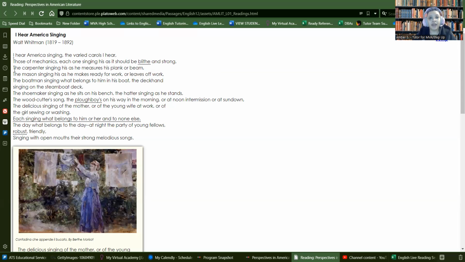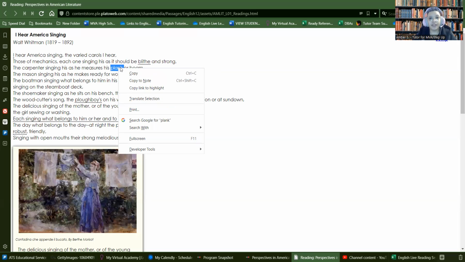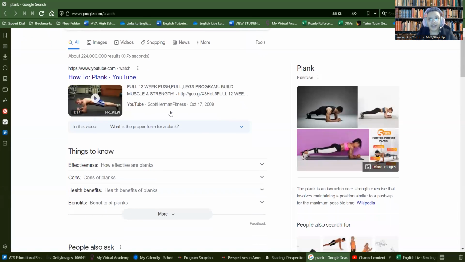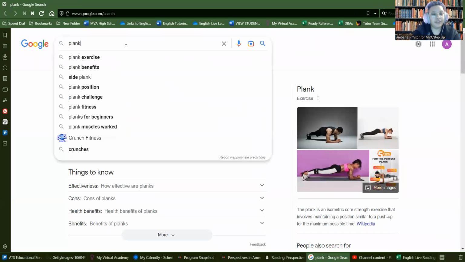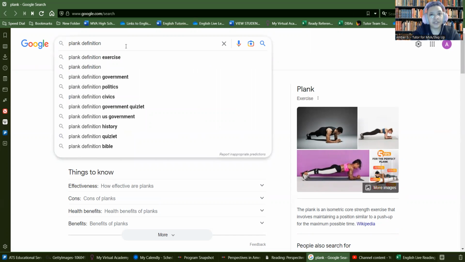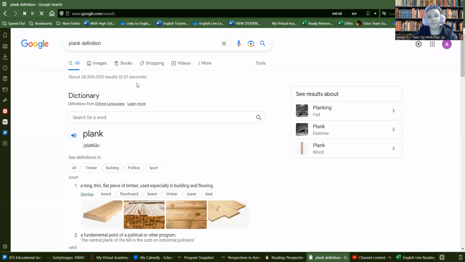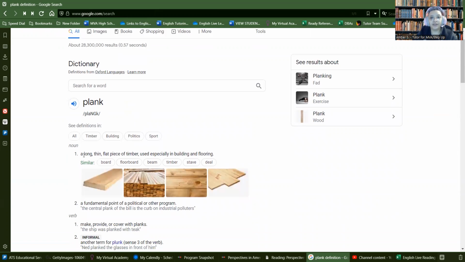So then in the next line, we have "The carpenter singing his as he measures his plank or beam." By plank or beam, we mean strips of wood. Those are planks or beams. And if you need to look it up, you can search for plank here. If we go to plank definition, because planking is actually an exercise, you find out here: a long, thin, flat piece of timber usually used in building or flooring, and there are some pictures here.